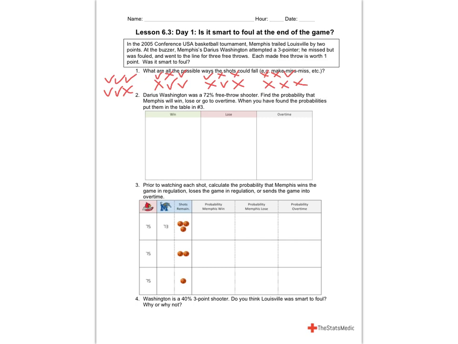The only possible way that they can win is by him making all 3 of them. So this combination right here is the only way. We would assume that these are independent of one another. So I am going to have 0.72 to the third power, or 0.72 times 0.72 times 0.72, which is 0.373. That is the probability that they would win, because he would have to make all 3. The probability that they lose would be that he doesn't make any of them.